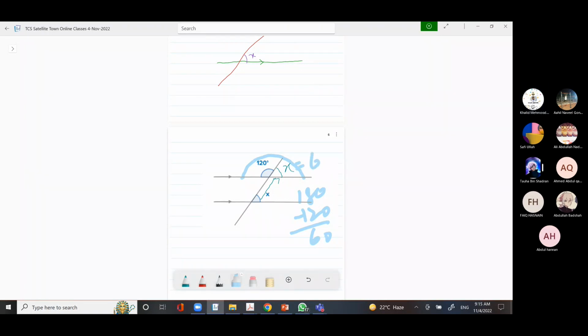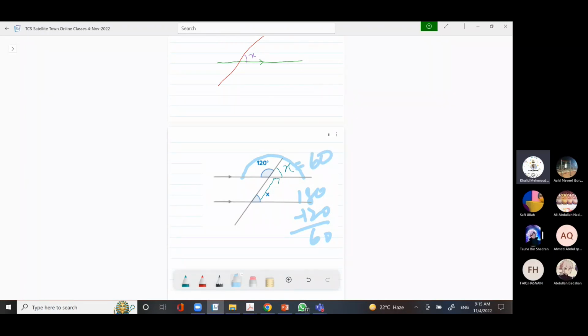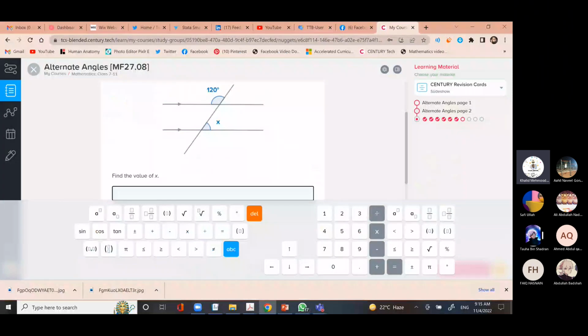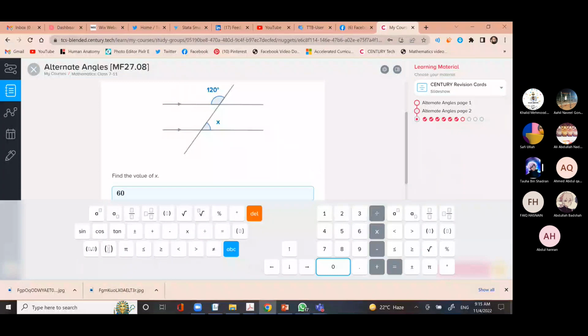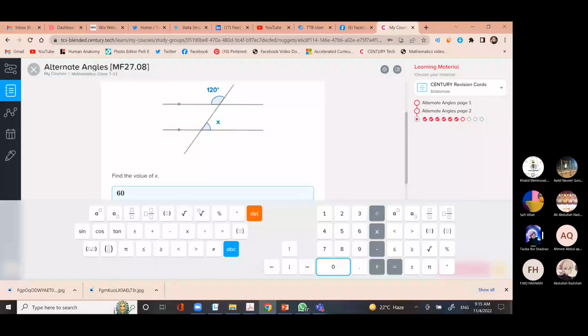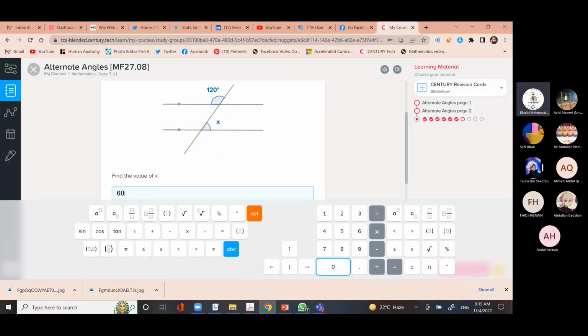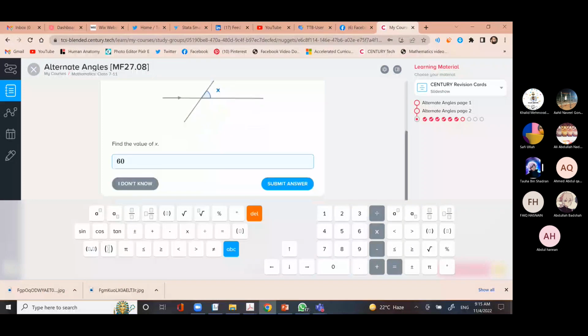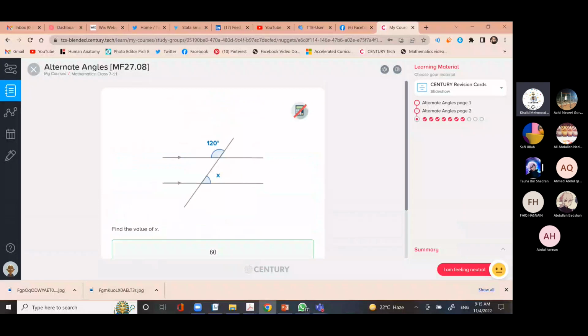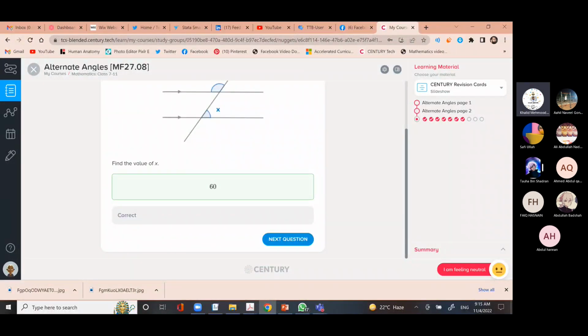Yes, sir, it means our answer will be 60. Because when you add 60 with 120, it will make 180 degrees. That's great. We will get 180. Check it out. Oh, that's correct.